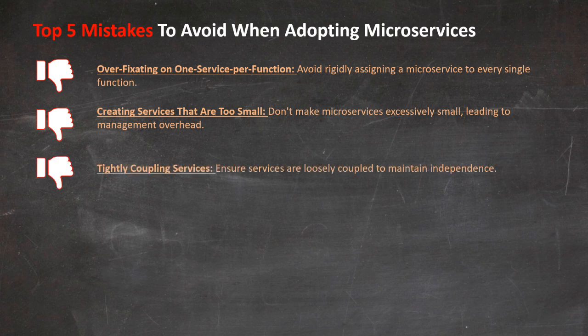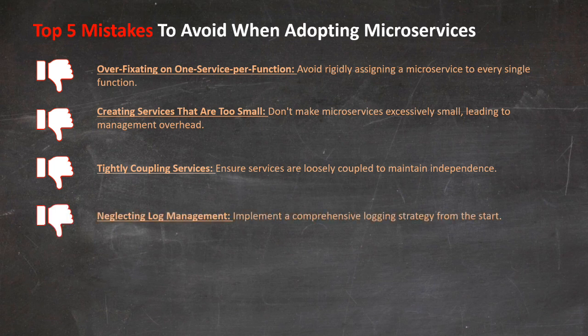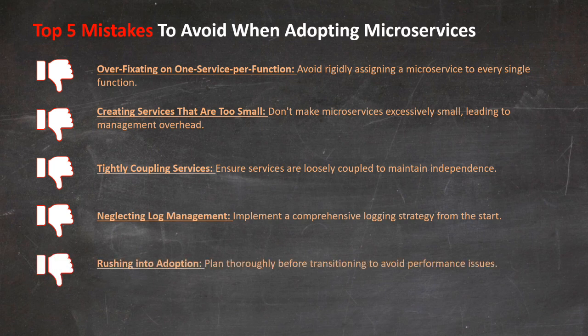Tightly coupling services. I've seen this one firsthand too many times. So, to maintain the independence and flexibility of microservices, ensure that services are loosely coupled. This allows for easier updates and scaling. Fourth, neglecting log management. A comprehensive logging strategy is crucial for monitoring and debugging. Implementing this from the start can save significant time and effort. Finally, rushing into adoption. Transitioning to microservices requires thorough planning and understanding. Rushing can lead to performance issues and integration challenges.